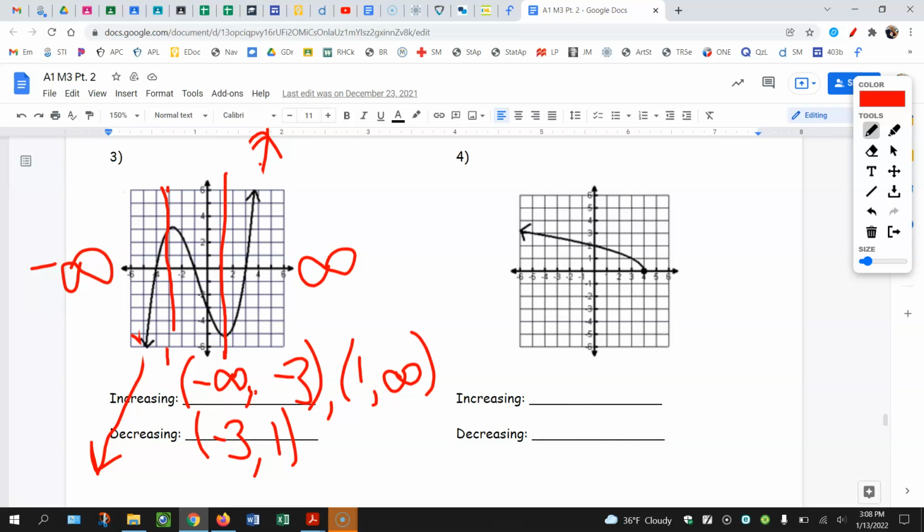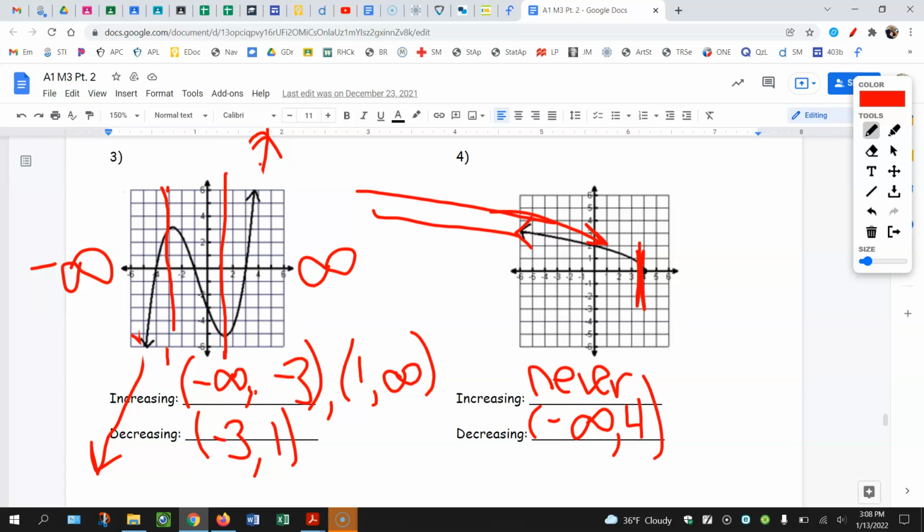All right, this last one, you're going to be decreasing the entire time. So increasing is going to be never. Decreasing, it has this arrow on the end, so it's always decreasing. This is decreasing from negative infinity right up to this x value of 4, and it ends there. So 2 things to keep in mind when you're doing increasing and decreasing: it's always using x values, and we're always using parentheses.